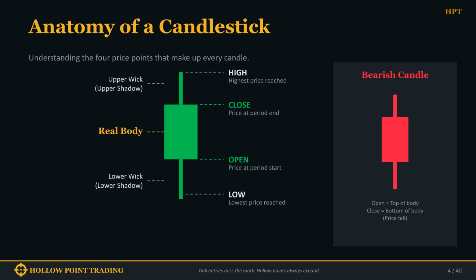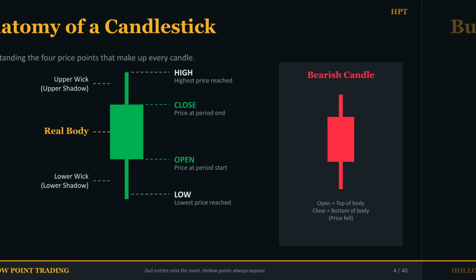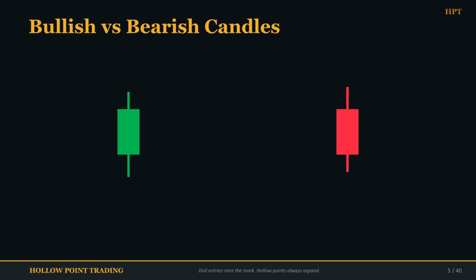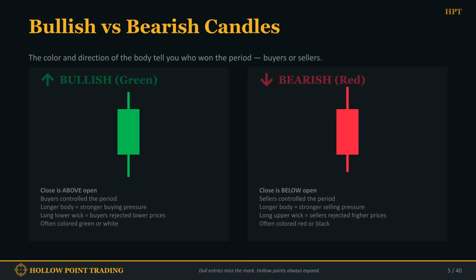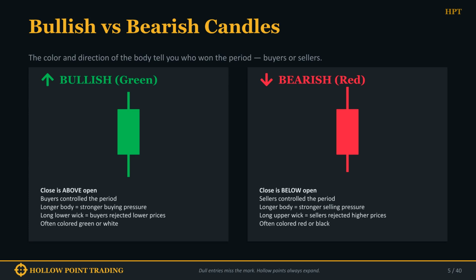The highest point is the high, and the lowest is the low. The real body shows the open and close price. For a bearish candle, the open is at the top of the body, and the close is at the bottom. The color and direction of the body indicate who won the period. Bullish, or green, candles close above the open, showing buyers controlled the period. Bearish, or red, candles close below the open, signaling sellers controlled the period.